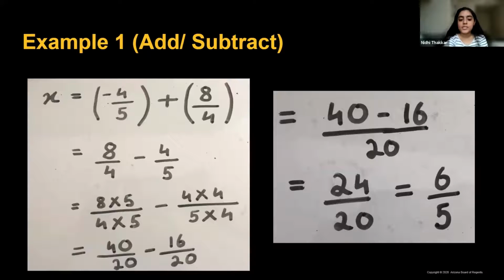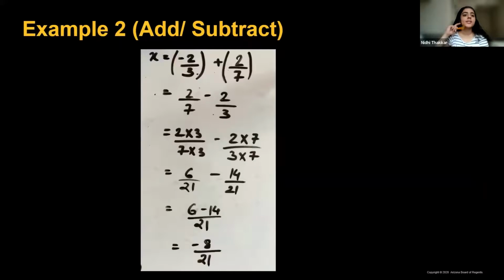Now as we have the same denominator, we can write it together in the next step. The numerator would be 40 minus 16, which is basically 24 upon 20. And this is not in its simplest form. We can still take out common factors and divide. So what I did here was I divided it by 4. 4 times 5 is 20, so 5, and 4 times 6 is 24, so this would be 6 divided by 5.